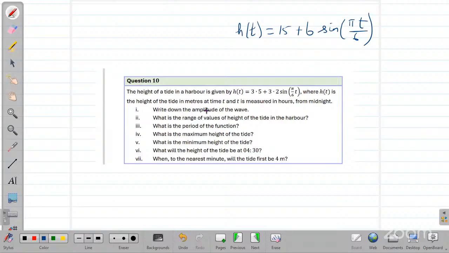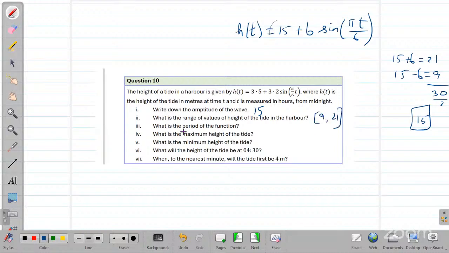Okay. Write down the amplitude of the wave. So 15 plus 6 is 21. 15 minus 6 will be 9. Adding them, 30 divided by 2 gives you 15. Whatever value that we have here, we can take it as the amplitude of the wave. Amplitude is 15. Range of values from 9 to 21. So 9 comma 21. What is the period of the function? So 2 pi divided by pi over 6. Pi cancel. It's 12. Is that right? Yeah.